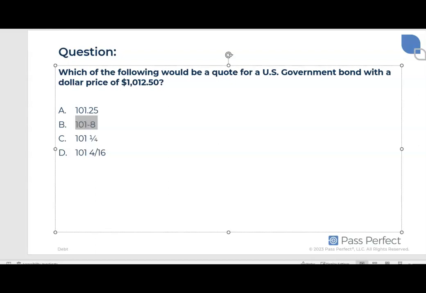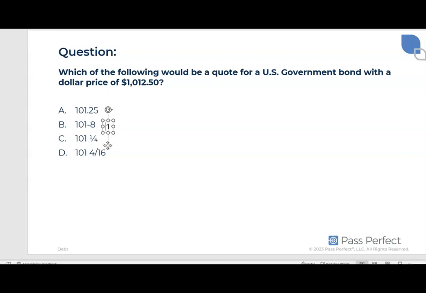So the 101-8 is again a shorthand for 101 and 8/32 percentage of par value. Well, now that we see it in fractional format, convert the fraction to decimal, which is 101.25 percentage of par, which then move the decimal 1 to the right is $1,012.50. They all work out mathematically the same, but since it's a government bond, the convention is in fractions of a 32nd. Whatever you see to the right of the dash is how many fractions of a 32nd.